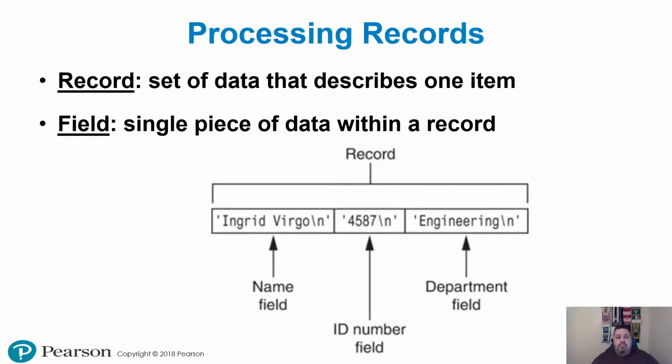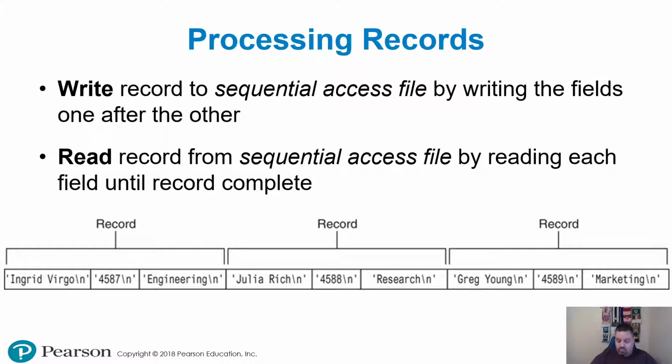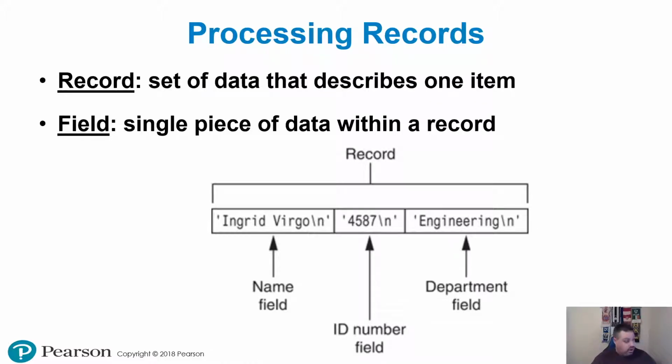So what are records? Processing records. A record is a set of data that describes a particular item. We just had basically an employee record, if you will. And we had a name, we had an ID number, and we had a department. All three of those entities together are a record. It's a record of Ingrid's employment with whatever company she's with there. A field is one of those individual pieces of data within the record. So the name field, the ID field, the department field. Each one of those individual pieces is a field. The whole thing together, all three of them, is a record.